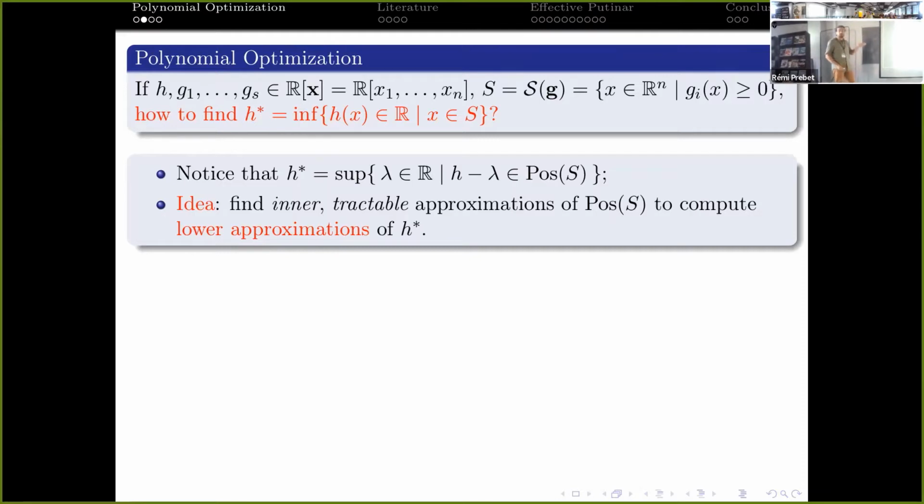And this is a difficult problem, an NP-hard problem, and we have to find ways to compute approximations of this. And the way to do that is to notice that h star can be written as the supremum over lambda in R such that h minus lambda is a non-negative polynomial on X. And so what we want to do is to find inner tractable approximations of the convex cone of non-negative polynomials. And in this way, we can compute lower approximations of the minimum h star.